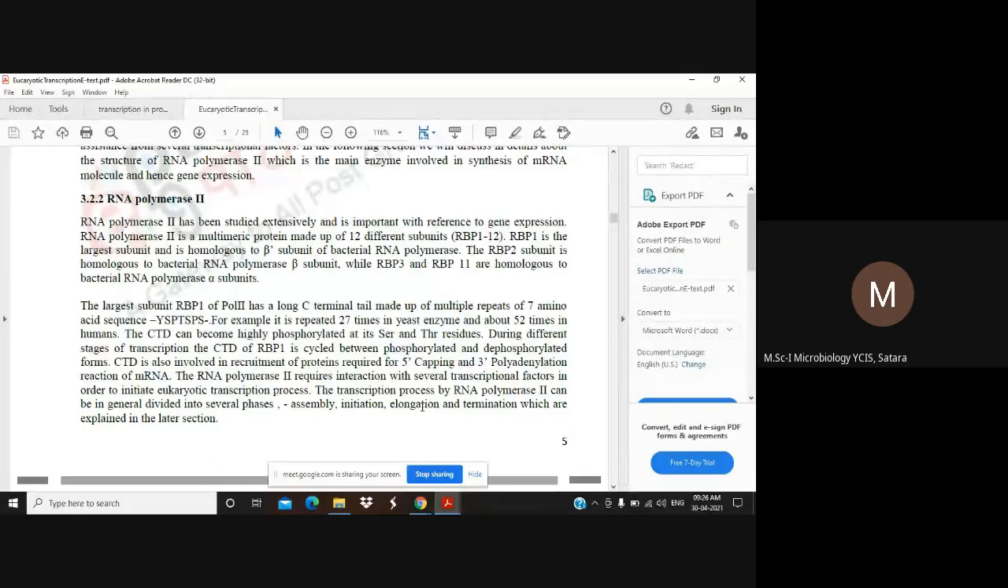So in case of eukaryotic cell, there are multiple subunits, up to 12 subunits.